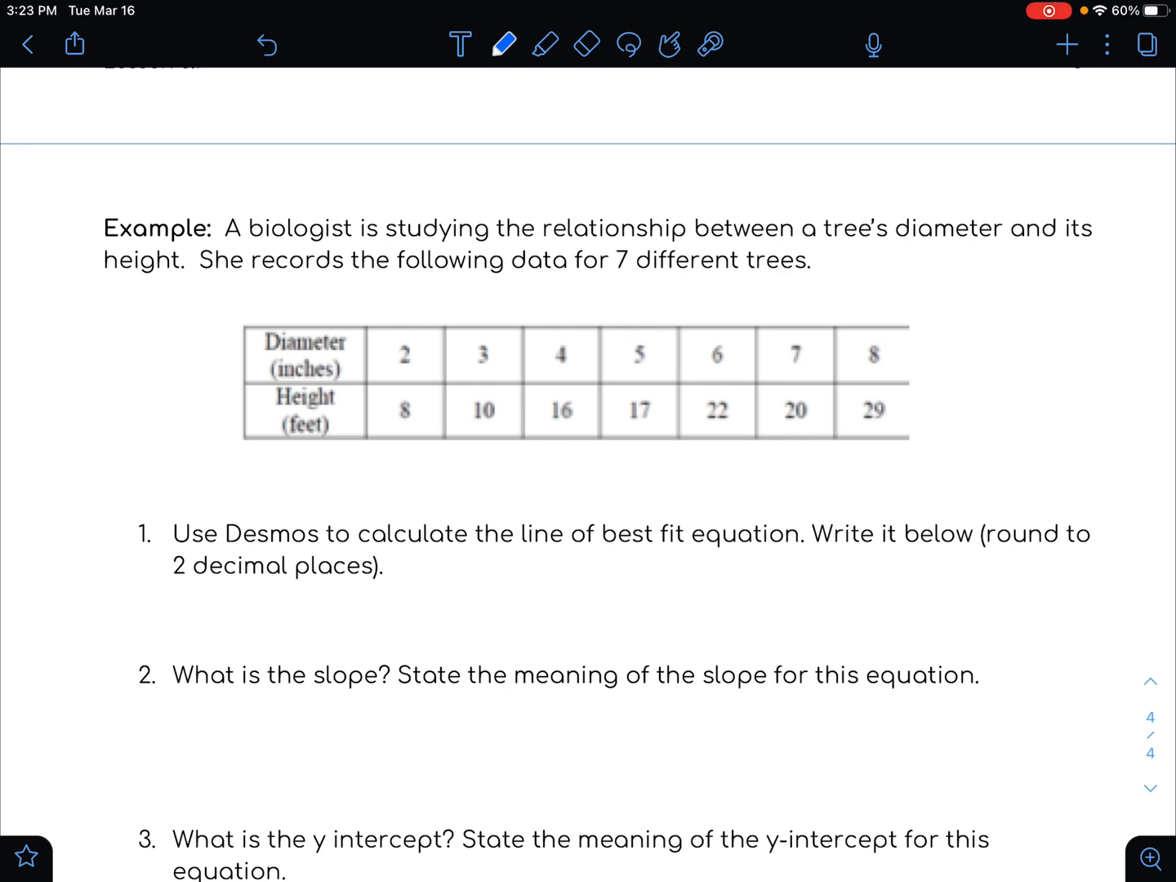So the example is a biologist is studying the relationship between a tree's diameter and its height. She records the following data for 7 different trees. Use Desmos to calculate the line of best fit equation. Write it below, round to 2 decimal places.